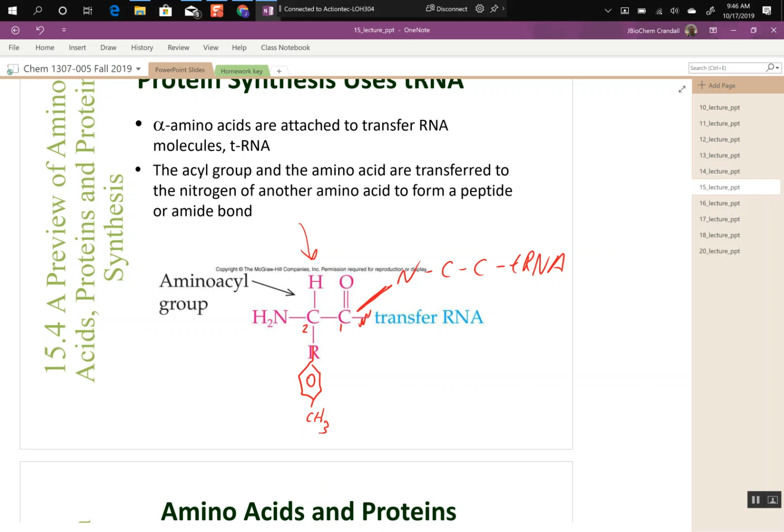So as you change that R group, you're changing the identity of the amino acid that you have. And that's what's going to establish the sequence of the amino acids in your protein, is the sequence of the R group. Okay? So we call these alpha amino acids. Why? Because the alpha carbon harbors everything. The amine, the carboxylic acid, the hydrogen, and the R group. That's your alpha carbon on your amino acids.